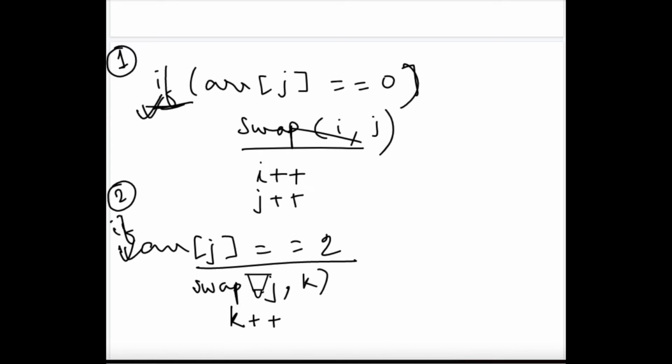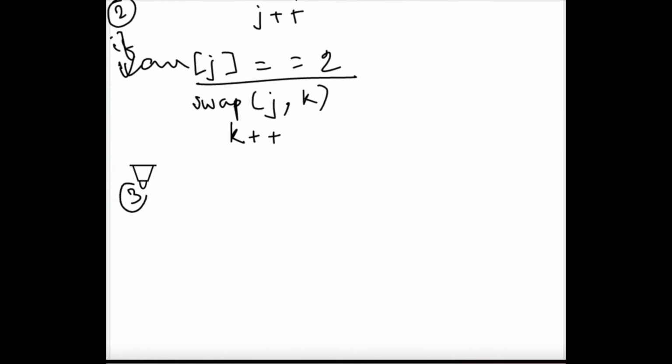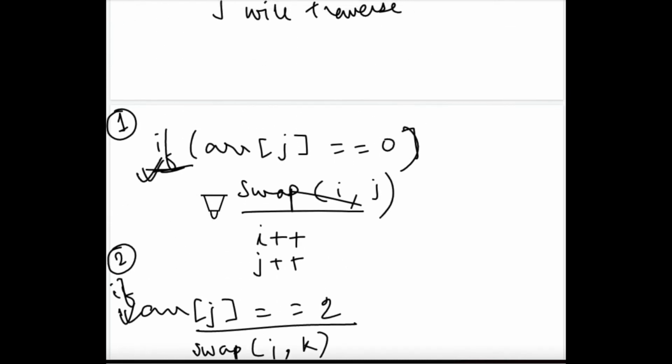And finally, we'll have an else block. In this, if it is not 0, if it is not 2, then what is J holding? Obviously, it's holding 1. If it is already holding 1, 1 is supposed to be anywhere in the middle. It need not be pushed to the beginning. It need not be pushed to the end. So in that case, I will simply do J++. That's it. That's the entire logic of this. Firstly, we are going to see this in a dry run. Secondly, when we do the code implementation, it will be even more clear.